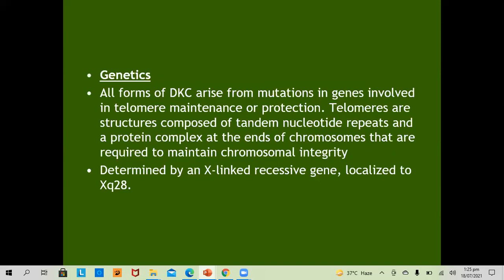All forms of Dyskeratosis congenita arise from mutation in genes involved in the telomere maintenance or protection. Telomeres are the structures that are composed of tandem nucleotide repeats and a protein complex at the end of chromosomes that are required to maintain the chromosomal integrity. It is determined by an X-linked recessive gene that is localized to XQ28.